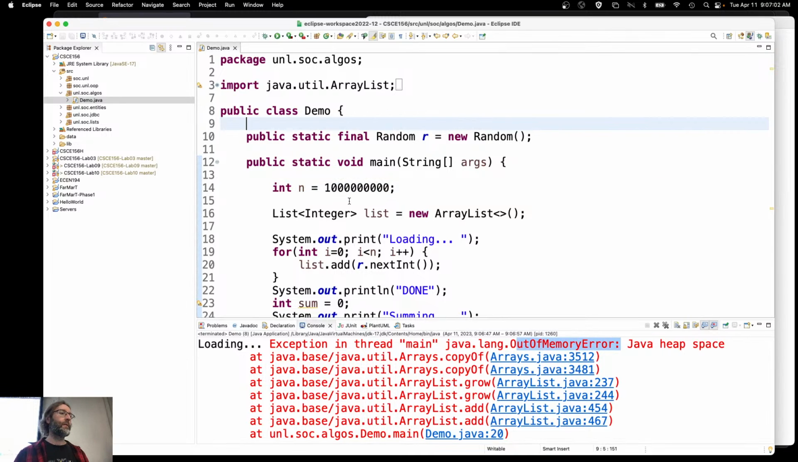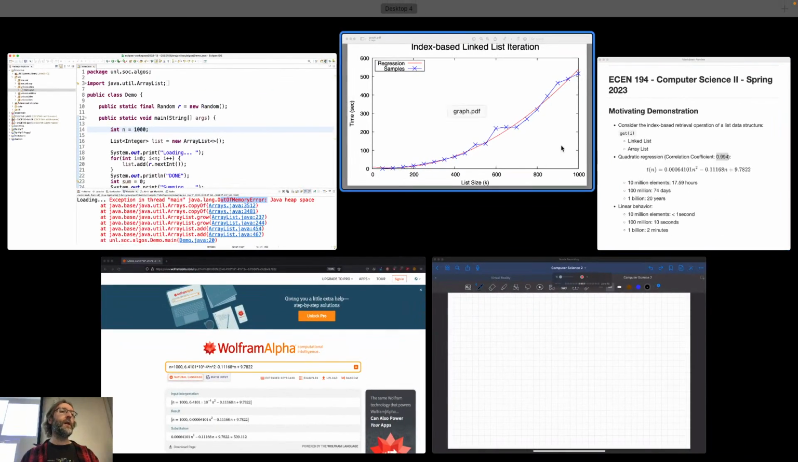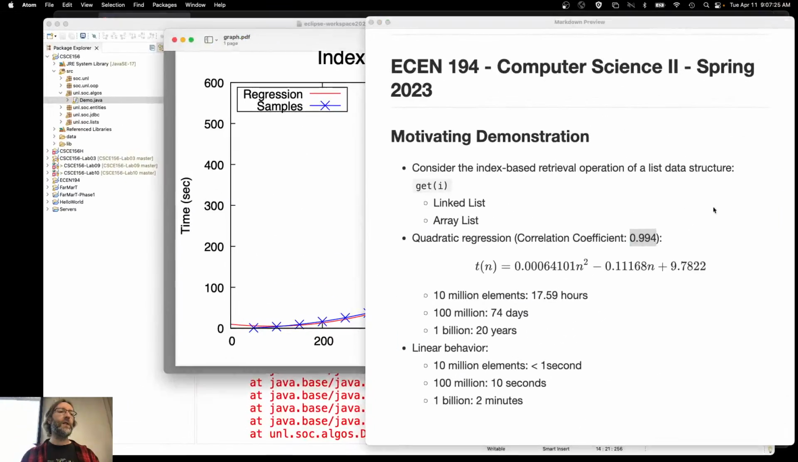Right? Oh no, what do you say? Yeah, out of memory. The Java heap space was set to some ridiculously low number. 1 billion here is going to be 4 billion bytes, which is going to be less than 4 gigs. So if I bumped it up to 8 gigs or something like that, it probably would work. But I don't want to do that. I've got some very good empirical evidence here showing this behavior. 20 years versus 2 minutes. Is there a contest at all? Absolutely not.